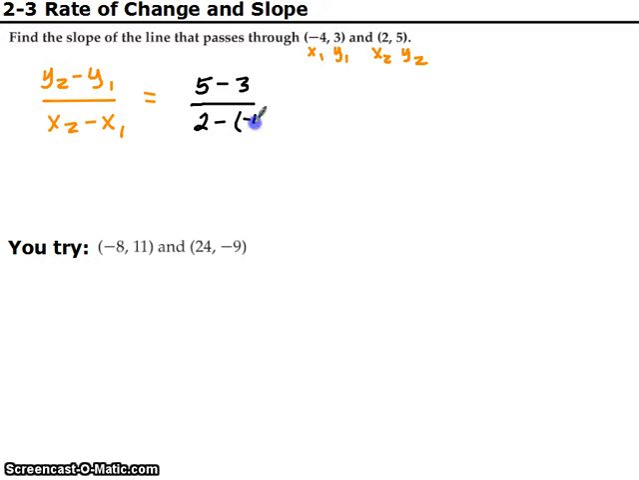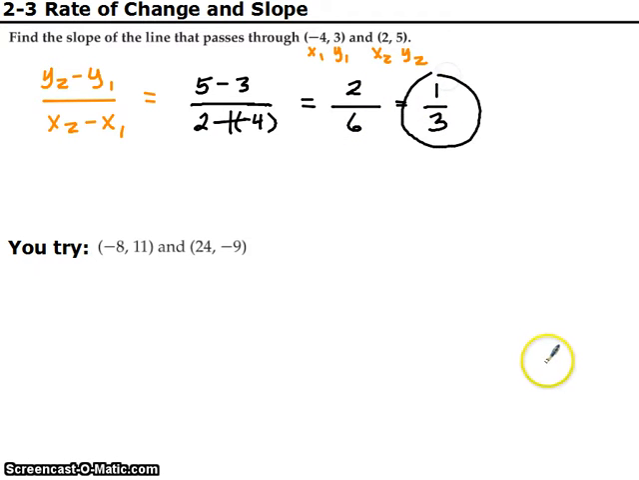Watch out for those double negatives. So there's a minus in the formula, but if there's also a negative on your number, it's going to end up being a double negative. So 5 minus 3 is 2. That double negative makes it a plus. 2 plus 4 is 6. And always make sure to reduce. 2 over 6 reduces to 1 over 3.